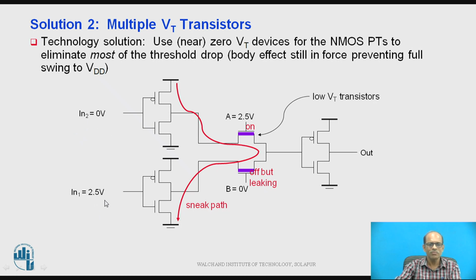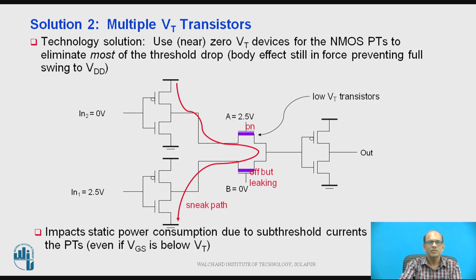input 1 is 2.5, here VDD is taken as 2.5. So one input is 1 and the other is 0. So this PMOS is conducting, this NMOS is conducting. Now this device is on and this is leaky, and therefore you will find that there is a short circuit from the supply to the ground, as shown in the figure. That we call a sneak path, right? It impacts static power consumption due to the sub-threshold currents in the pass transistors, even if VGS is below VT.